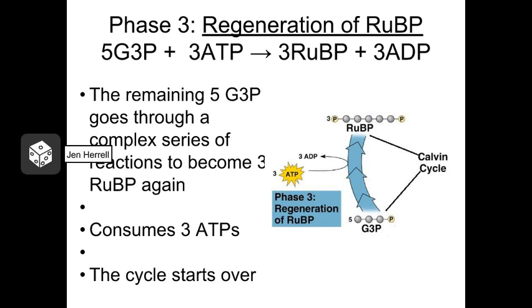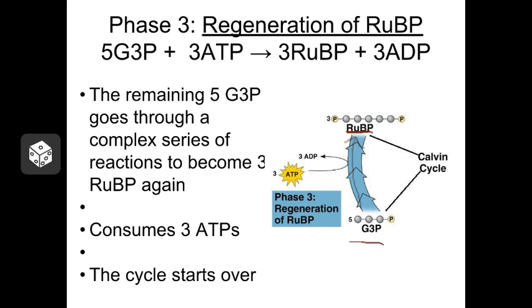Phase three of the Calvin cycle is going to allow it to start over again. It's known as the recycling of RuBP, or the regeneration of RuBP. So what we're going to do in this phase is take those five three-carbon sugars that we have left over, and rearrange them back into RuBP. Each RuBP contains five carbons, so we're going to go from five three-carbon sugars to three five-carbon sugars.